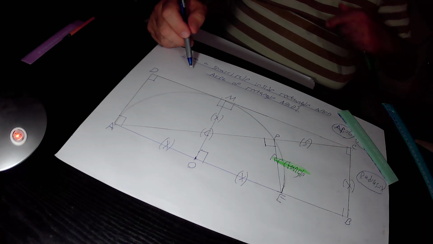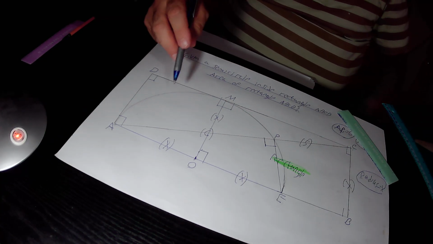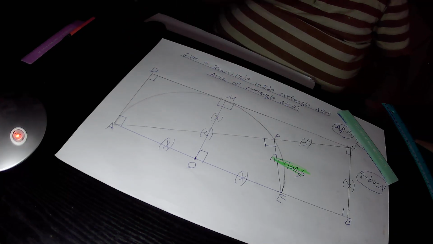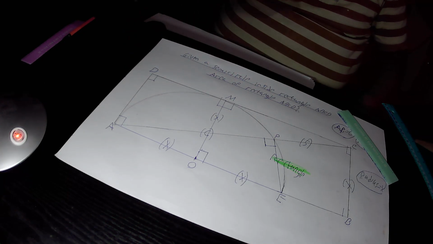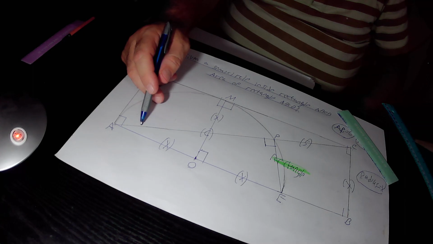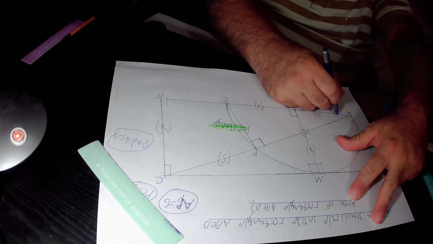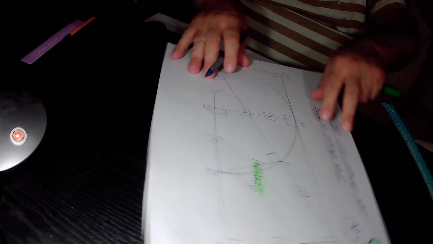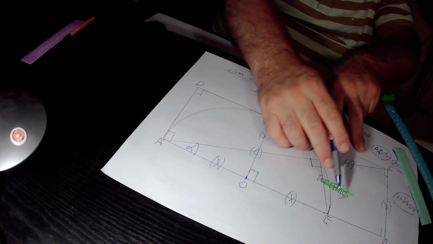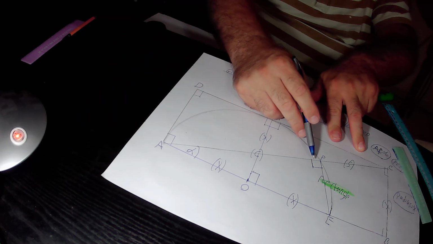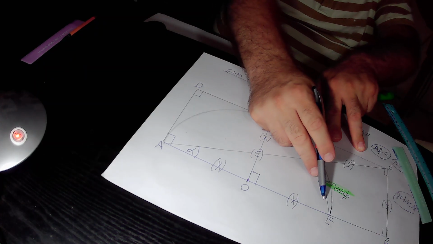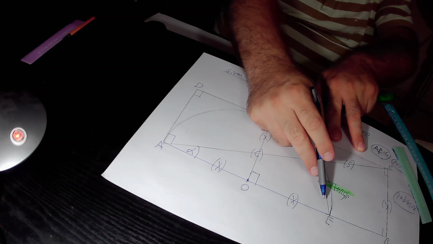In the next step, we will focus on this triangle APE. We will define this angle as alpha. So in the right triangle APE, this angle equals alpha, this angle equals 90 degrees. Therefore, this third missing angle must be equal to 90 degrees minus alpha.